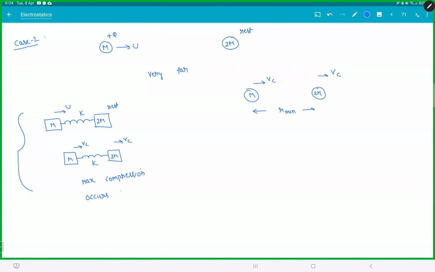So maximum compression occurs when velocity is the same. Do you guys remember how you found the maximum compression? There is a result we derived, a shortcut. Half k x max squared, so this is your maximum potential energy, is equal to half mu v relative squared, with reduced mass.